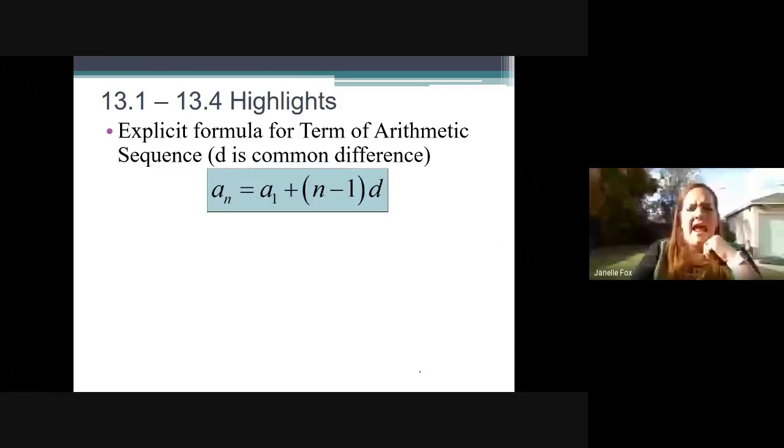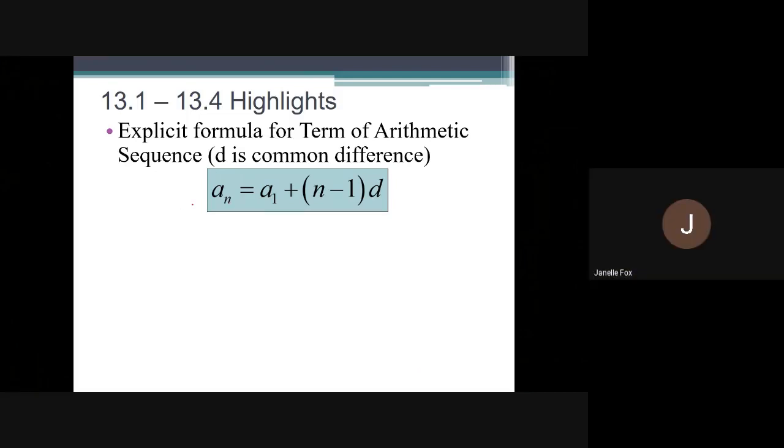this would be the explicit formula for an arithmetic sequence. We say that a sub n is equal to a sub 1, the first term, plus n minus 1, and then times d. D is, again, your common difference. How do you get the common difference? You can take any term and subtract the one before it, and that will give you the common difference.